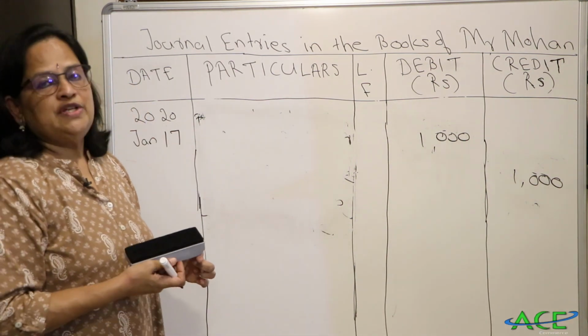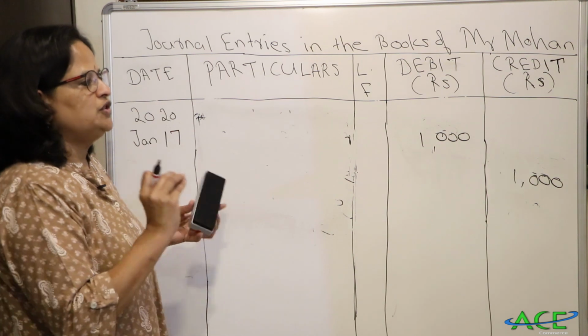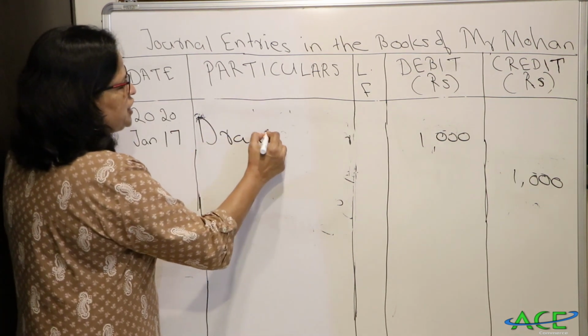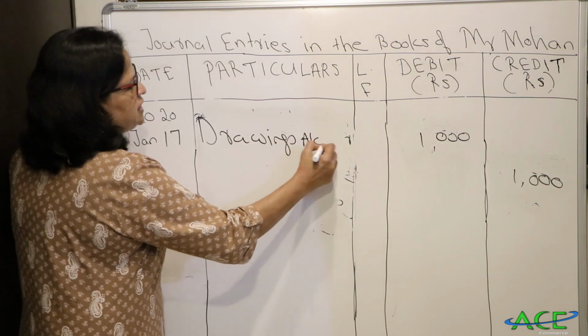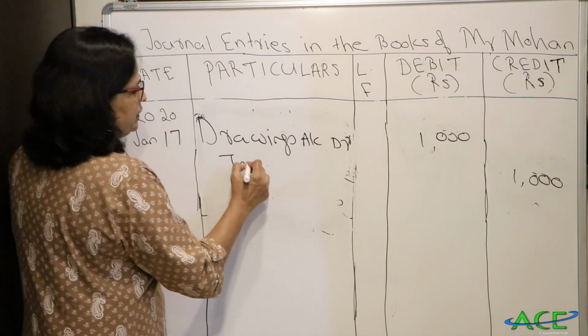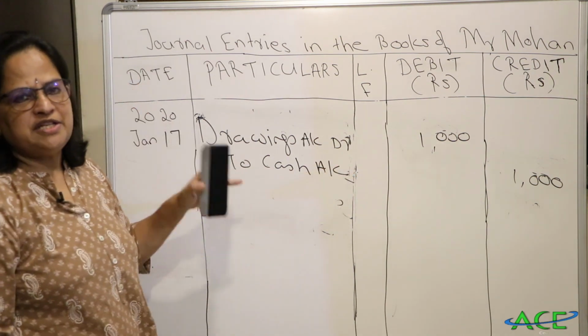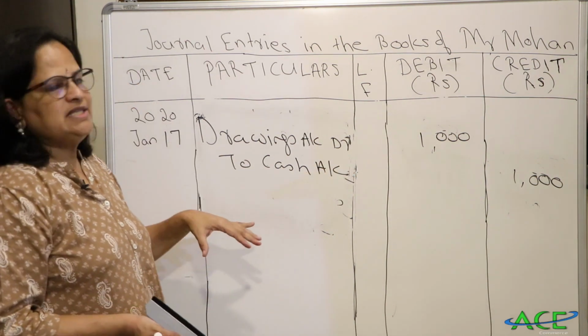Proprietor paid college fees of his son rupees 500 using business funds. Same transaction, drawings account debtor to cash account, 500. So this is another type of drawings. So the last transaction.